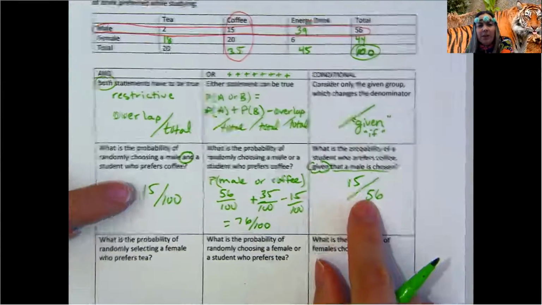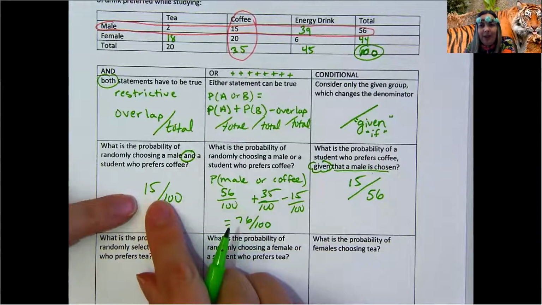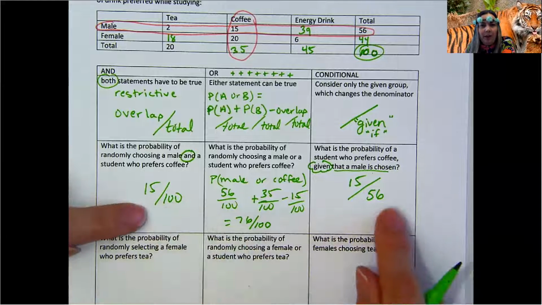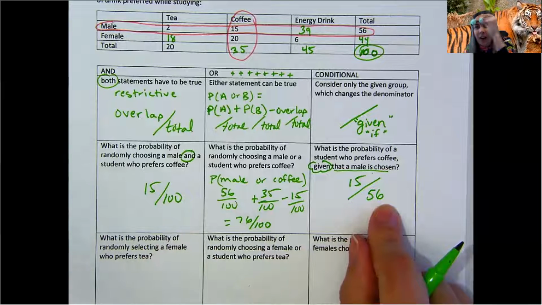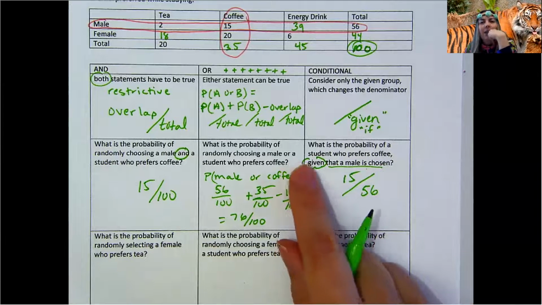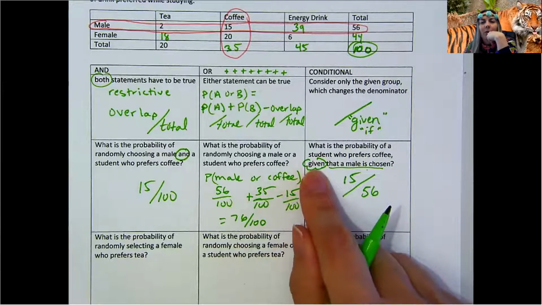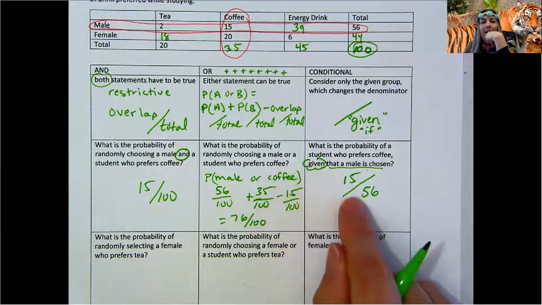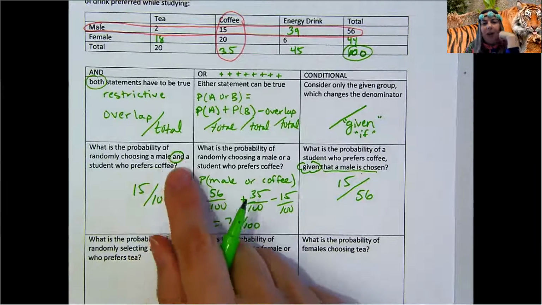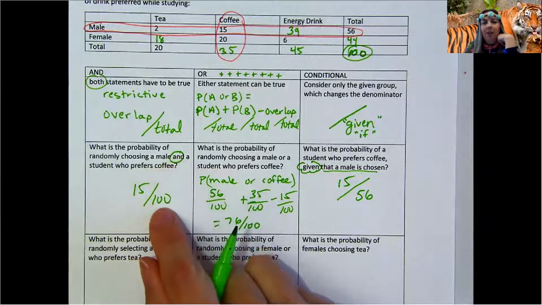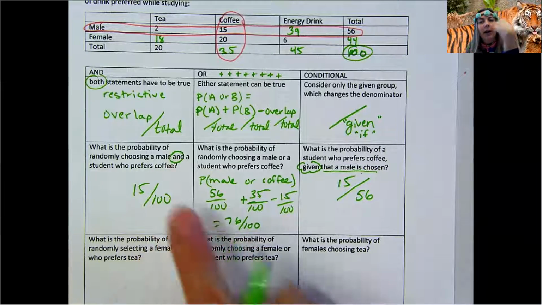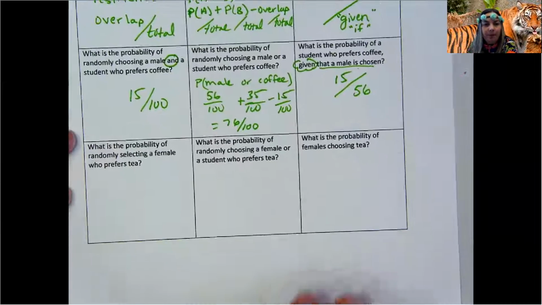It looks very similar to the and, doesn't it? So the difference is our denominator. So you have to watch out. You have to read very carefully. If they're asking you to narrow it down using the word given or if, something along those lines, then it changes. But if it's a straight up and problem, leave that denominator the grand total. All right, let's try a couple more.